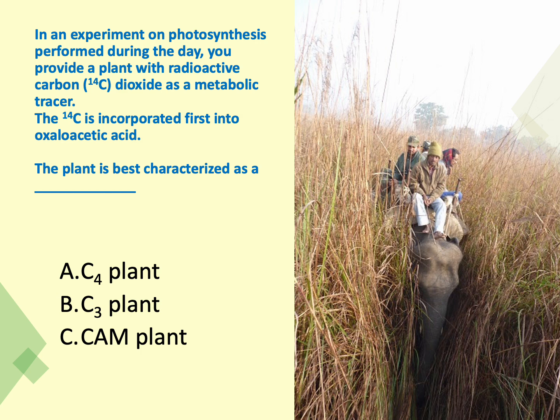But anyway, moving on. Let's imagine you do an experiment on photosynthesis. You're conducting the experiment during the day, and you're using carbon dioxide that has been labeled with a radioactive marker, an isotope of carbon, C14, to follow it. During this experiment, you notice that it is used to produce oxaloacetic acid. So you have oxaloacetic acid that has these C14 labeled carbons attached to it. So what type of plant are we talking about?